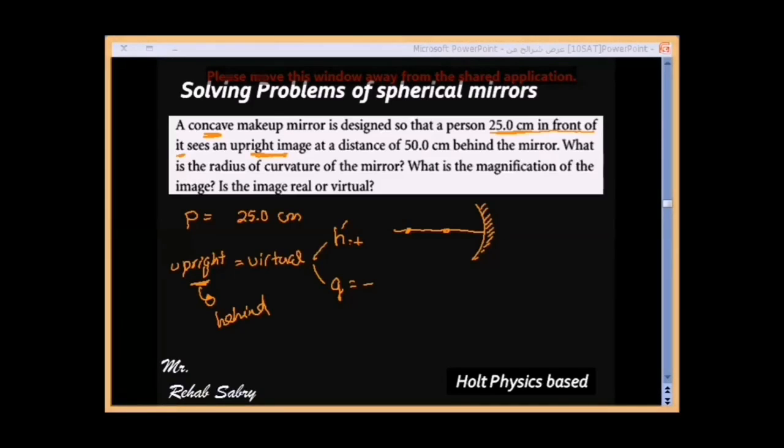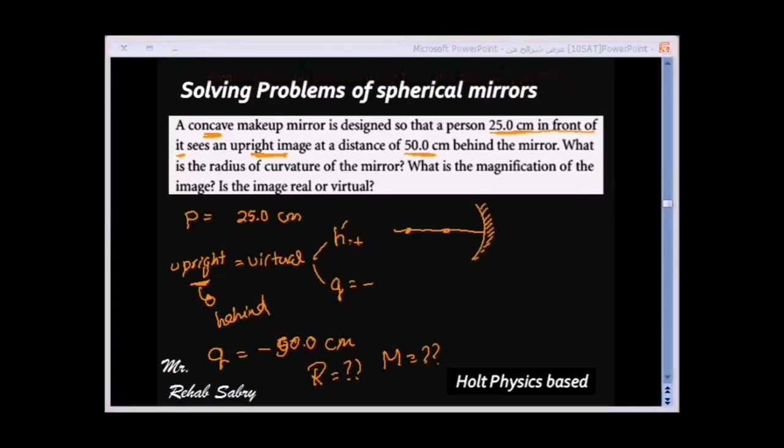So at a distance of 0.50, Q equals negative 50.0 centimeters, behind the mirror. What is the radius of curvature of the mirror? He's asking about R. And what is the magnification? He's asking about M also. And is the image real or virtual? We will talk about real and virtual again.